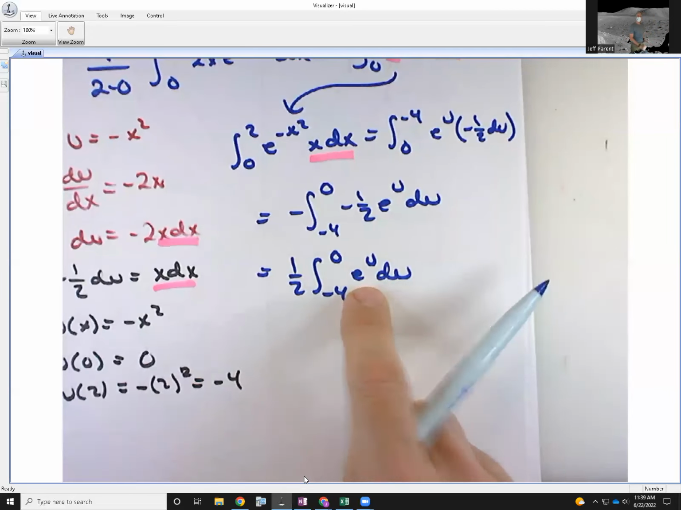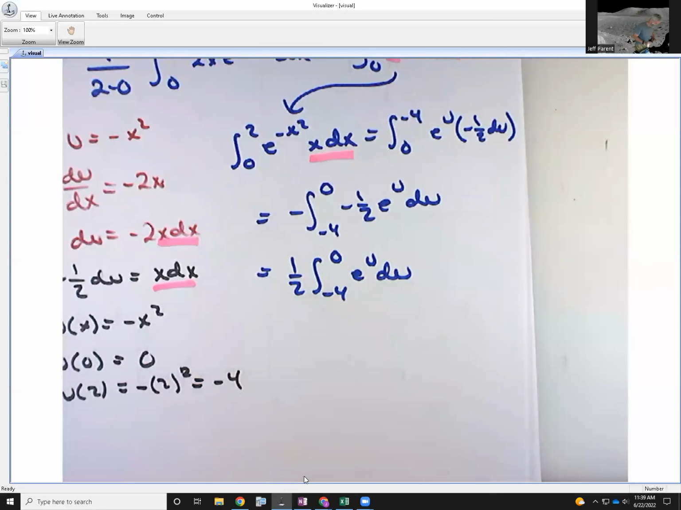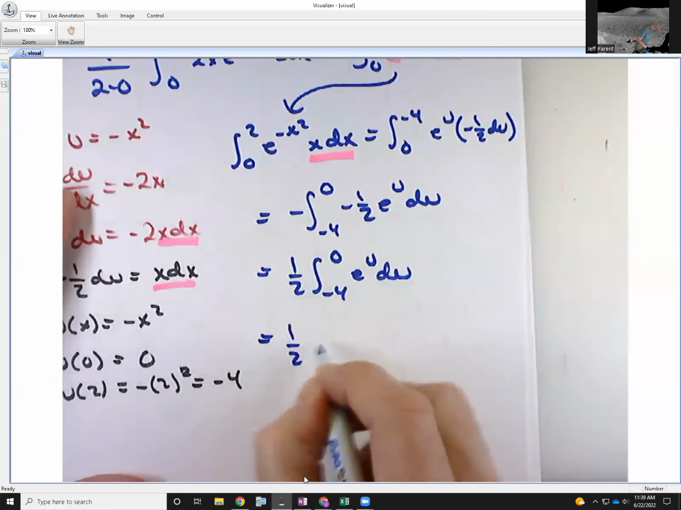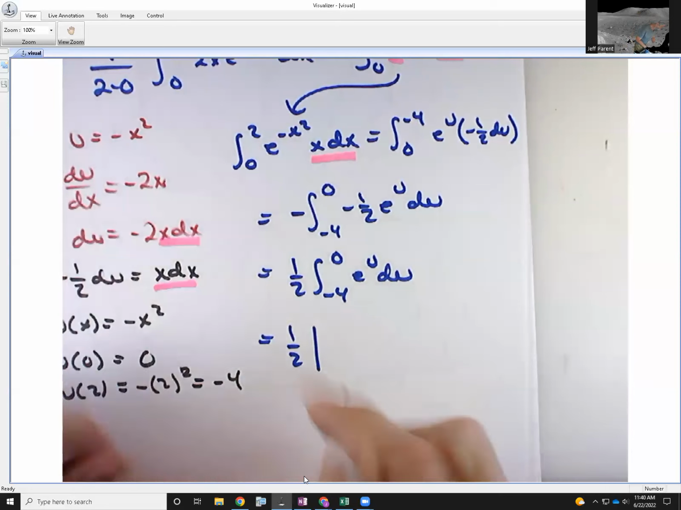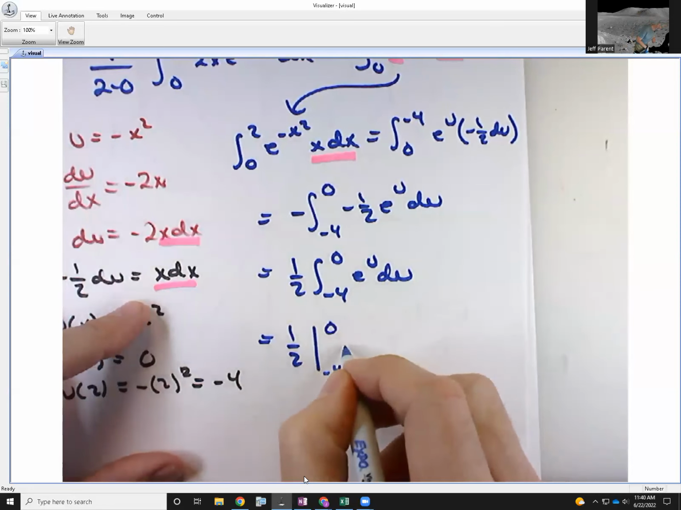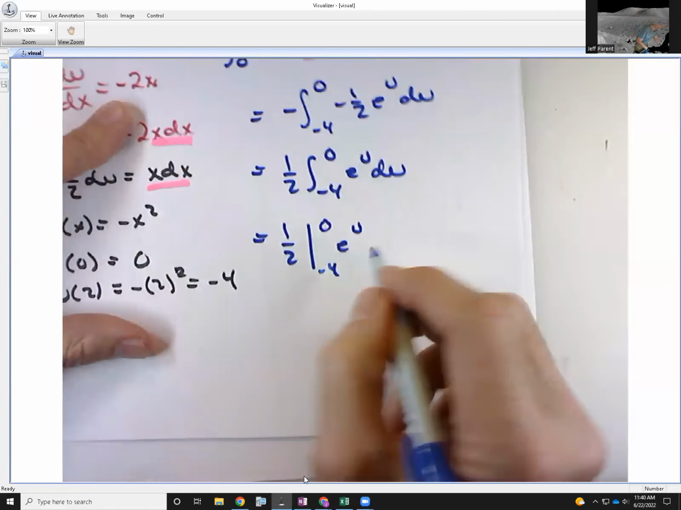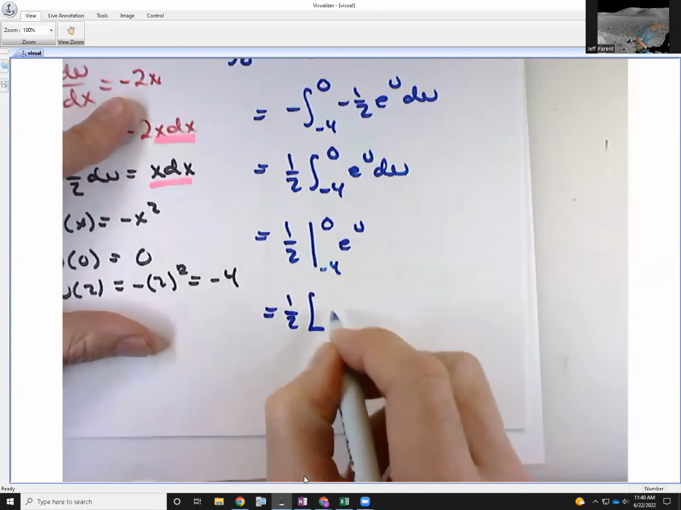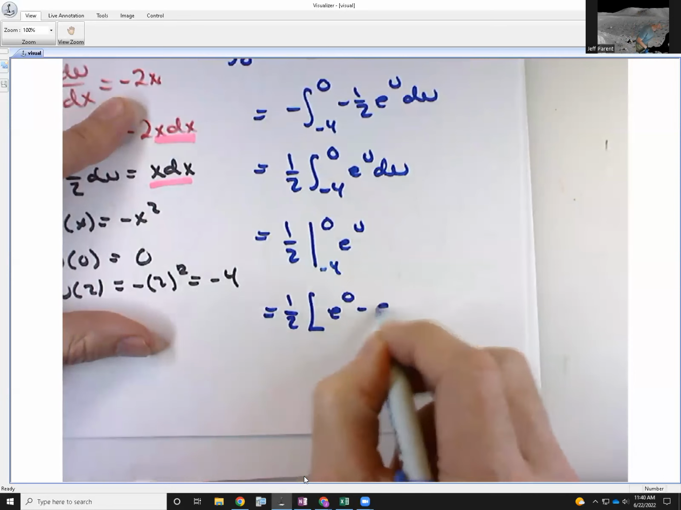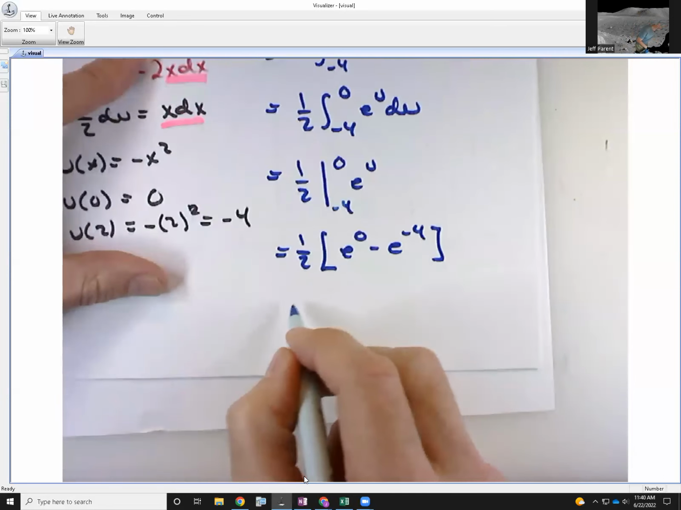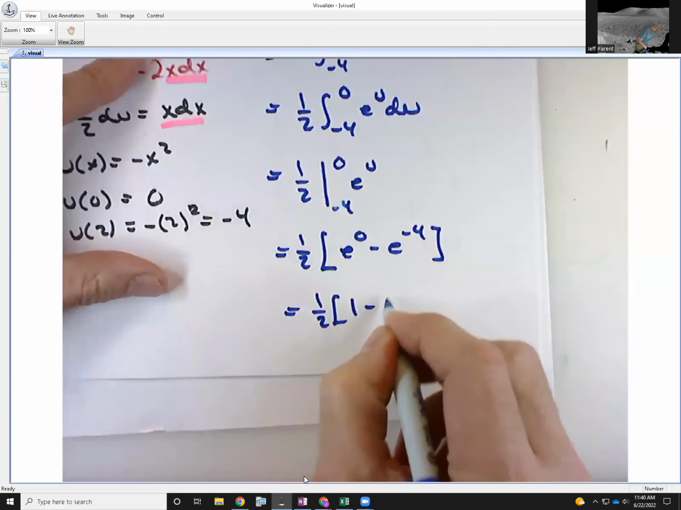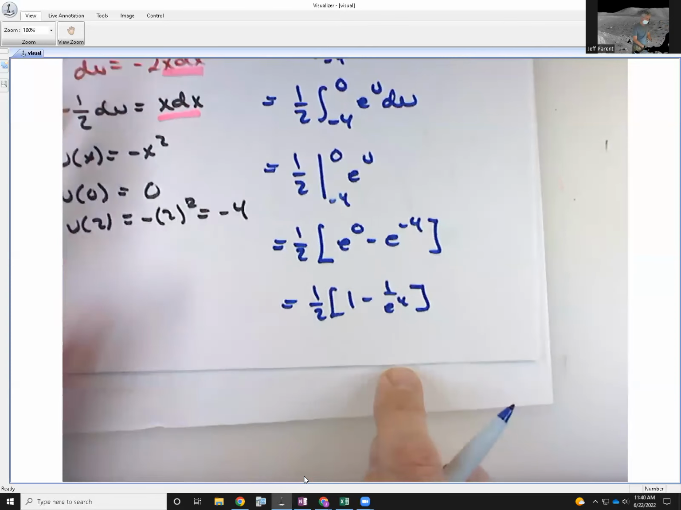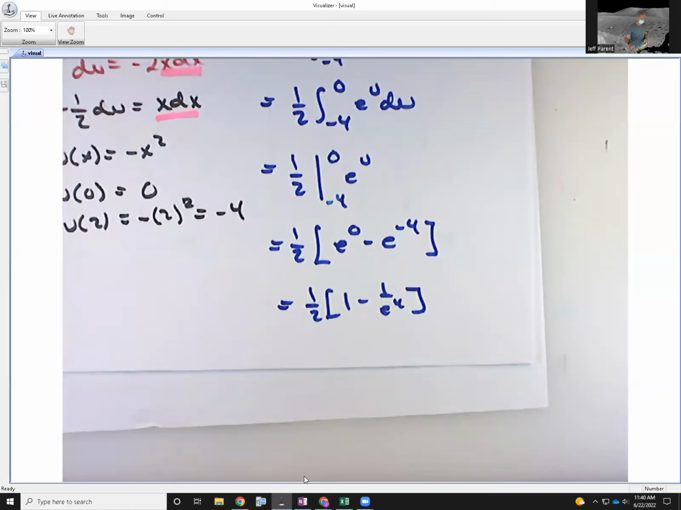What's the antiderivative of e to the u? E to the u. So it's going to be 1/2, negative 4 to 0 of e to the u, which gives us 1/2 of e to the 0 minus e to the negative 4, or since that's a 1, 1 minus 1 over e to the 4th. Yay. Not so bad, not so bad.